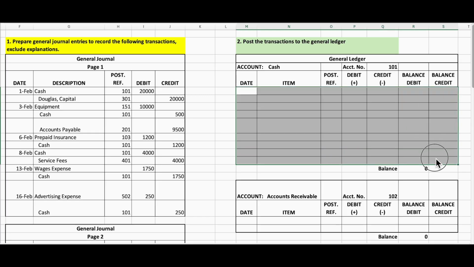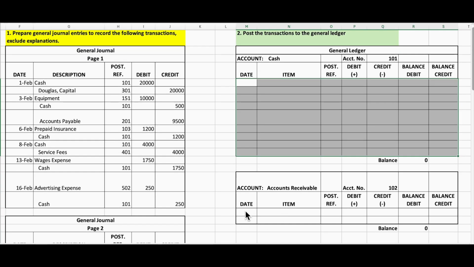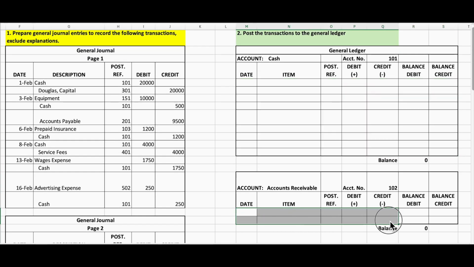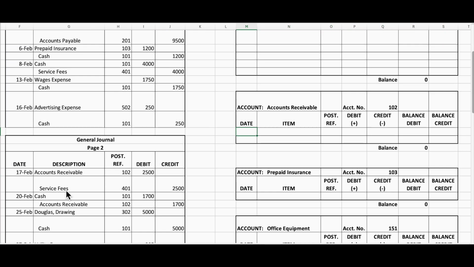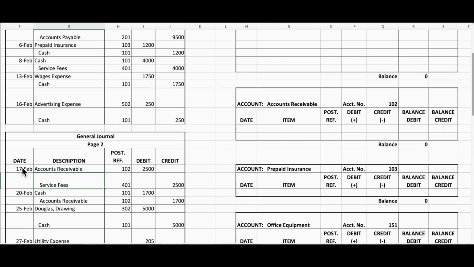So from the number of sales here, you can tell cash is going to have the most entries, the most information to move over. But I'm going to start with accounts receivable just to show you how it's done. So if we look at our journal, accounts receivable, it looks like we have one here and a second entry here. So we're going to just move those over to accounts receivable on the ledger. Yes, I spelled it correctly this time.